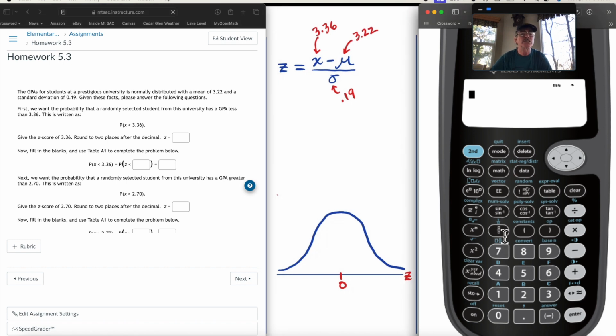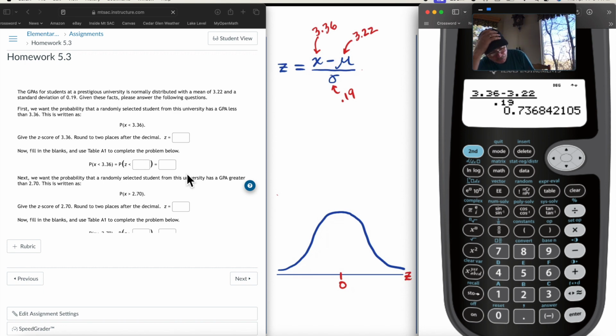Okay, and let's just go ahead and run that on our calculator. I'll get a fraction going. 3.36 minus the mean of 3.22 and then divide by the standard deviation of 0.19, like that. And again, they want two places after the decimal, so we're going to have to go with 0.74 on this.